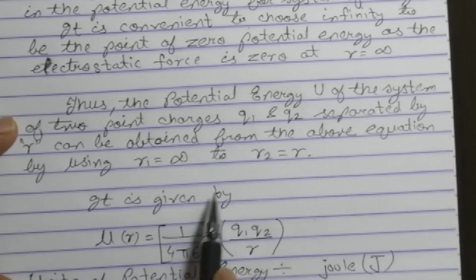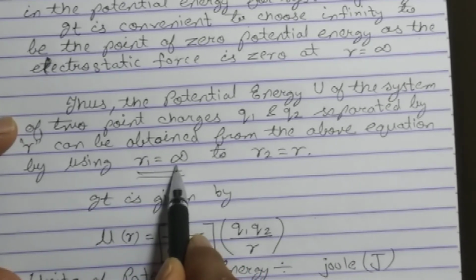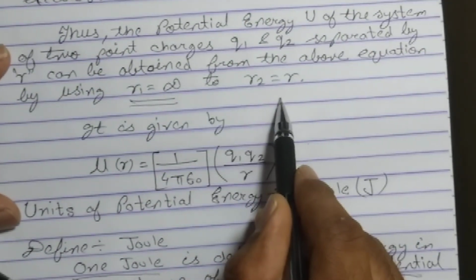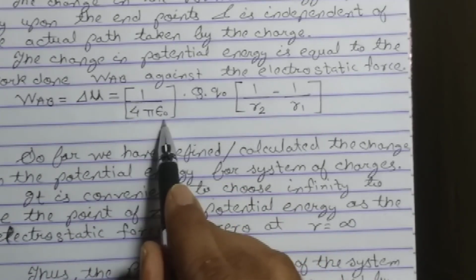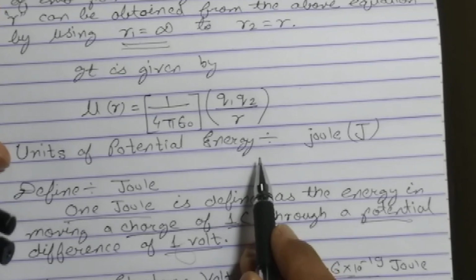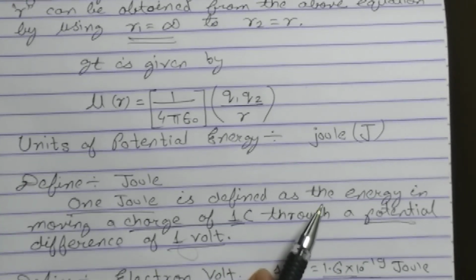Students, here we have taken one simple condition, case 1. If R1 is infinity, then 1 upon infinity is 0. And if R2 is at R, in place of R2 we will put R. So what is the formula? 1 upon 4 pi epsilon naught, q q naught upon R. That is simple, this formula. Hope you understood the theory. Thank you very much.